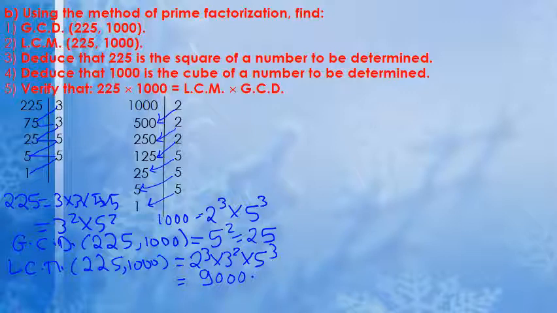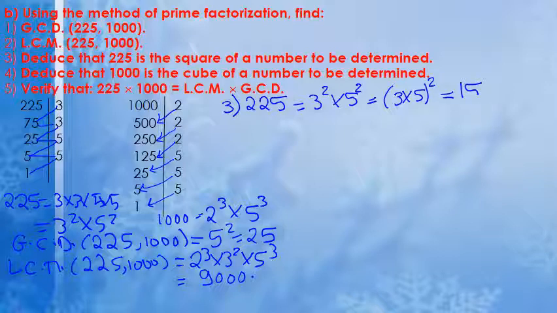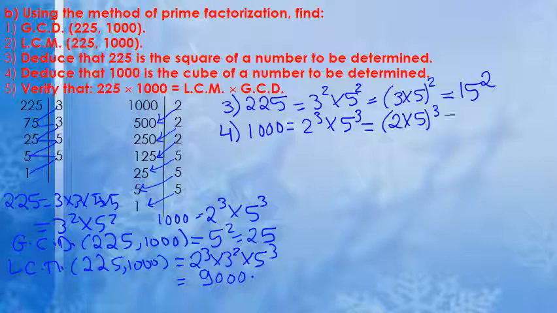Now we should deduce that the number 225 is the square of a number to be determined. The prime factors of 225 are 3 squared times 5 squared. We take the prime factors 3 times 5 and we write outside squared. 3 times 5 is 15 squared, so it is the square of 15. Now we should deduce that 1000 is the cube of a number to be determined. Also we write the prime factors of 1000. We take the prime factors and outside we write cube. 2 times 5, it is 10 cubed.